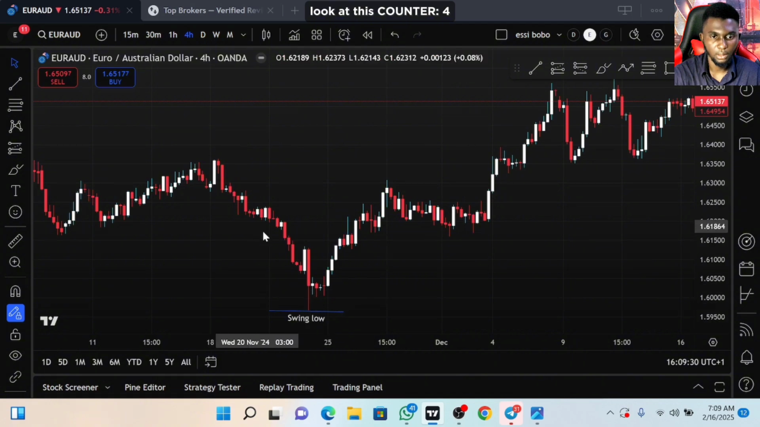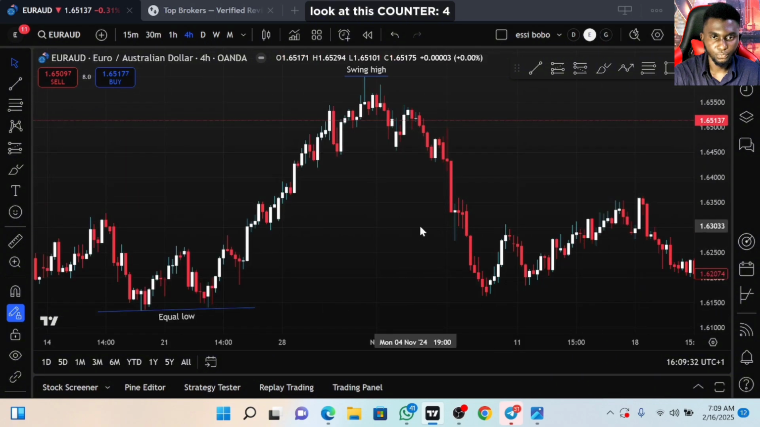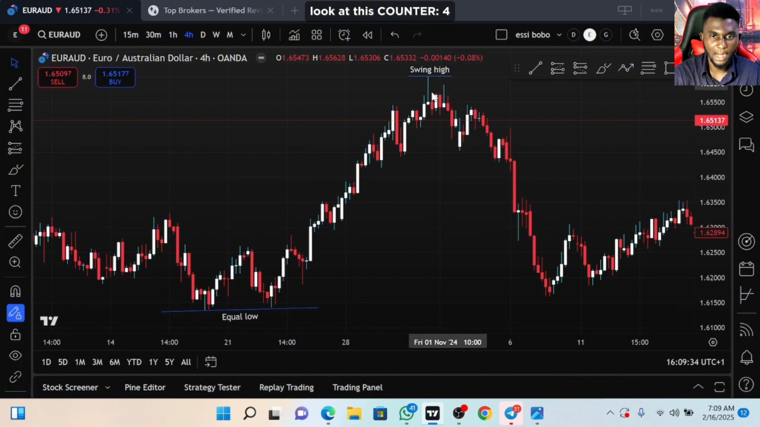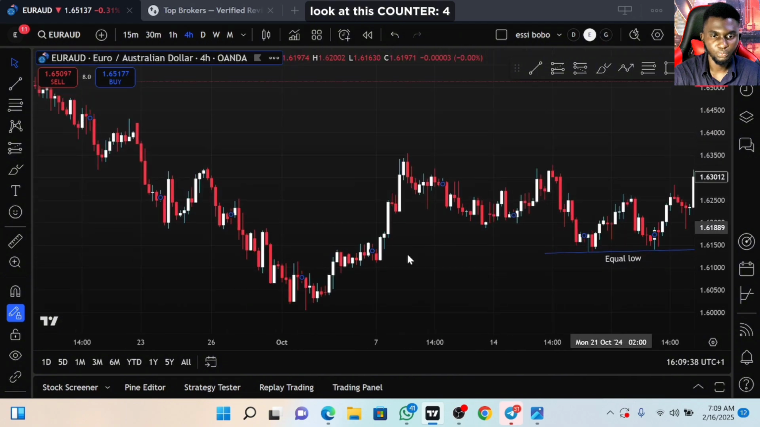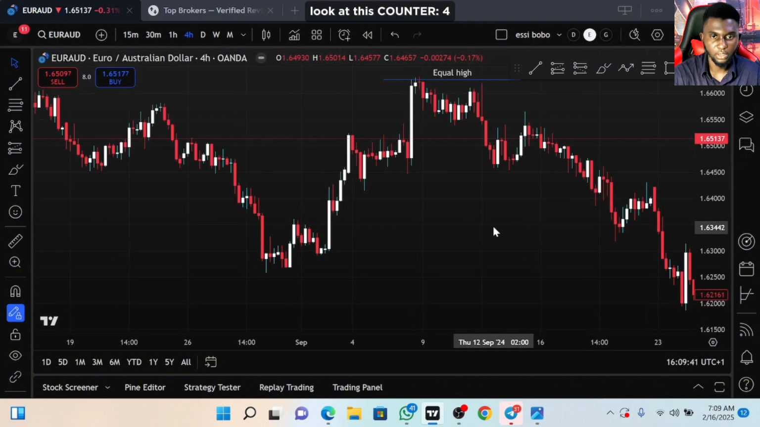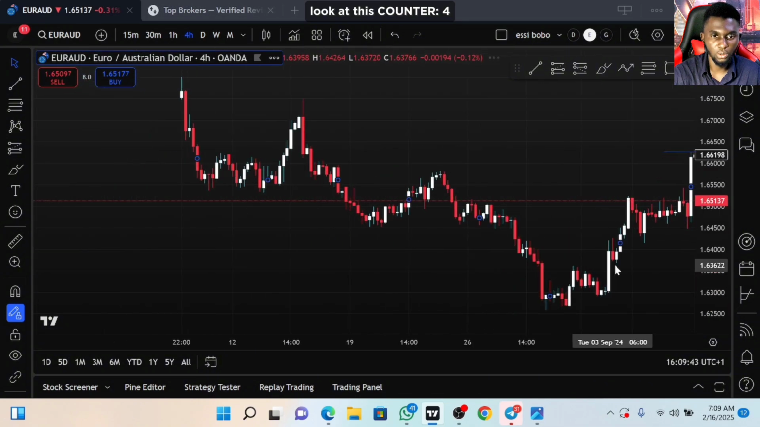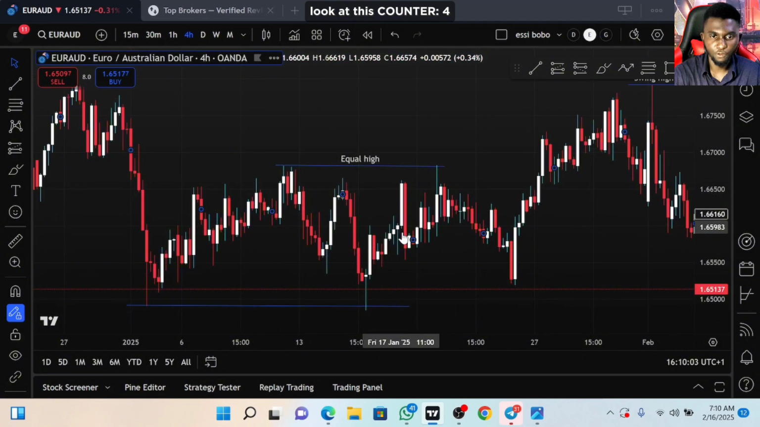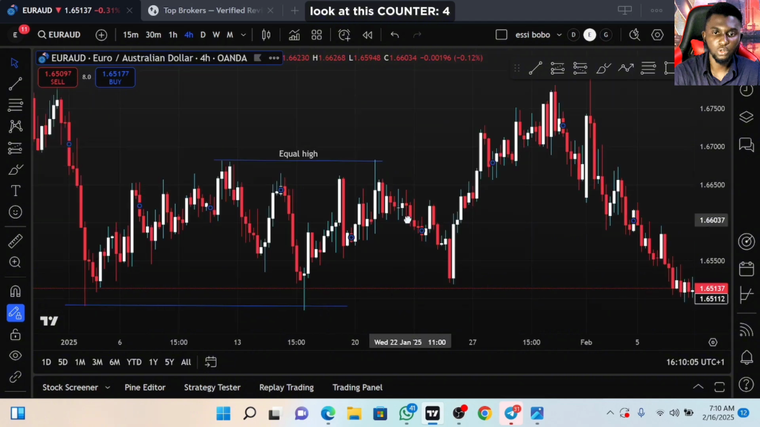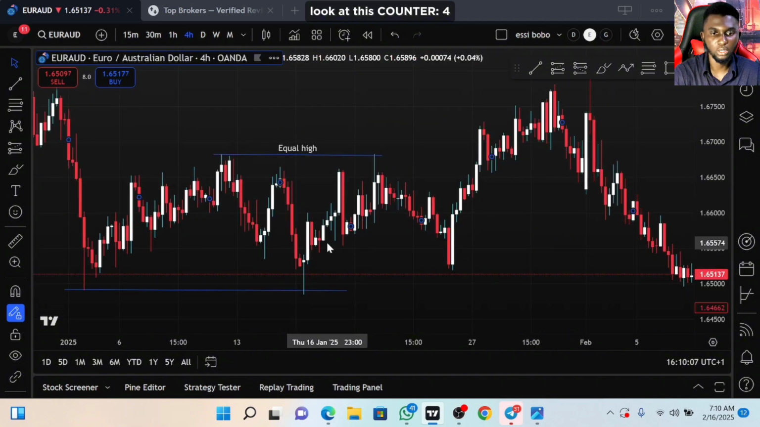You can see. This is also a swing high. Alright, this is an equal low. This is an equal high. I'm showing you a lot of examples. This is also a swing high. Can you see this? This is a swing high. Why? Because it took liquidity. I'm using the 4-hour time frame, but if you go to the 15-minute time frame, it will be more detailed.